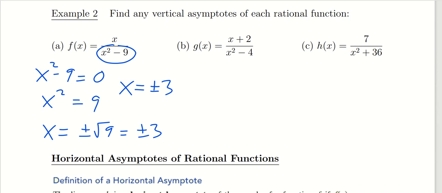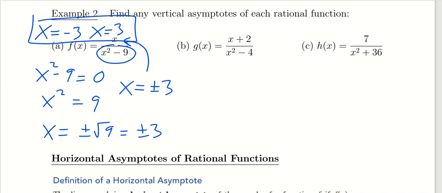Just a quick check though, we need to make sure that these two values aren't also going to be factors of the numerator, which would mean that they would have to be zeros of the numerator. And that is not the case. If you plug either 3 or negative 3 into the numerator, it's not going to make that top also equal to 0. So the two vertical asymptotes for the function f would be x equals negative 3 and x equals positive 3.